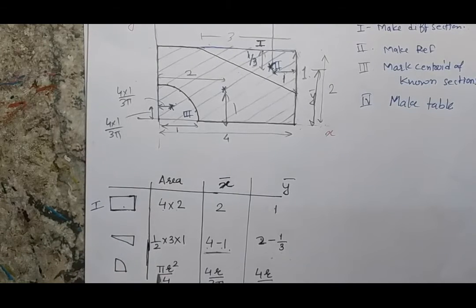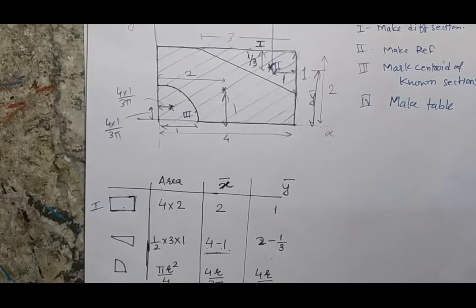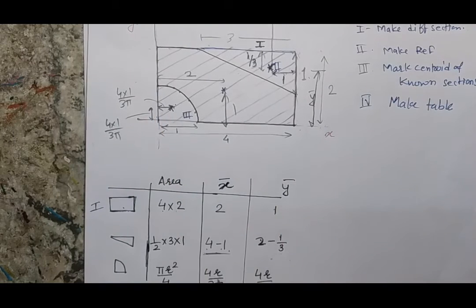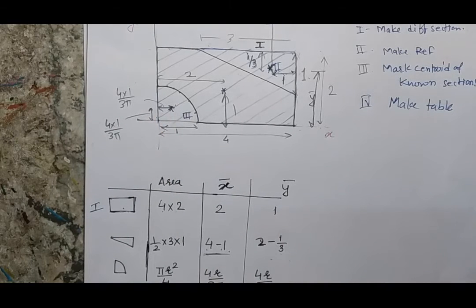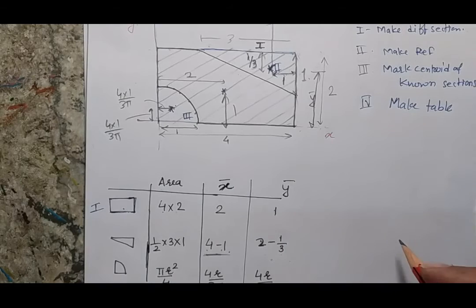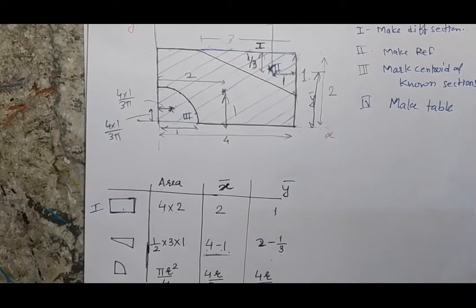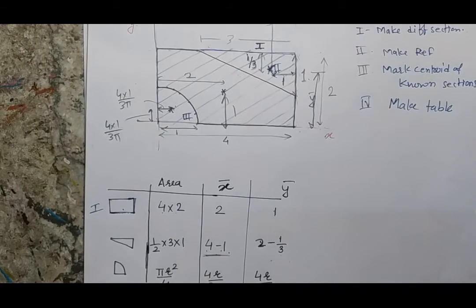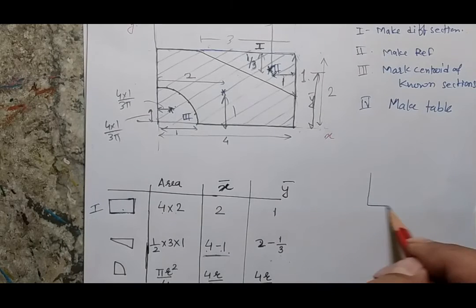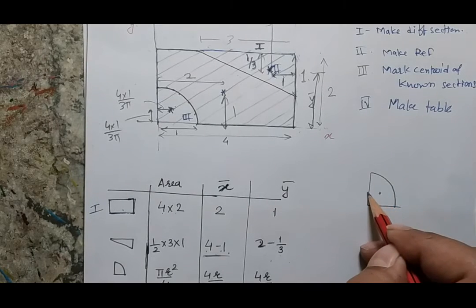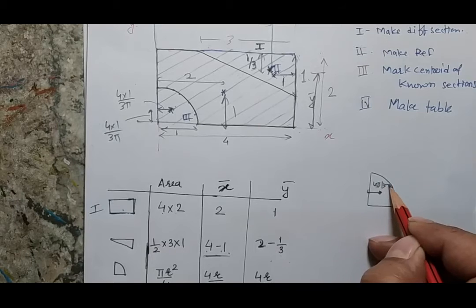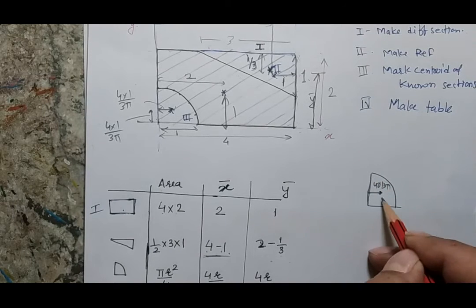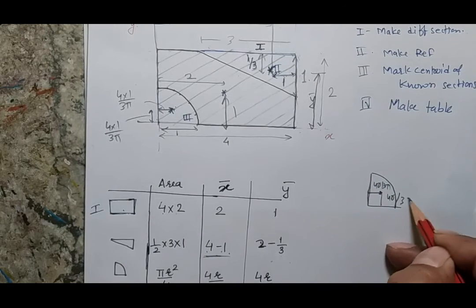Similarly, I can write the position of the centroid for the semicircular arc, and the area of the semicircular arc will be pi r square by 4. Its x bar and y bar position are both defined by 4r by 3 pi, and we should always remember this is a standard result. No need to derive this result every time. We should keep in mind that for a semicircular arc, the position of the centroid is 4r by 3 pi from this side, as well as 4r by 3 pi from this side.